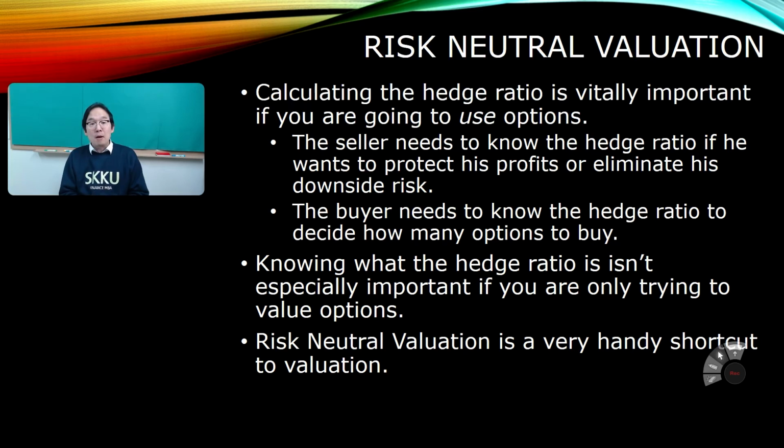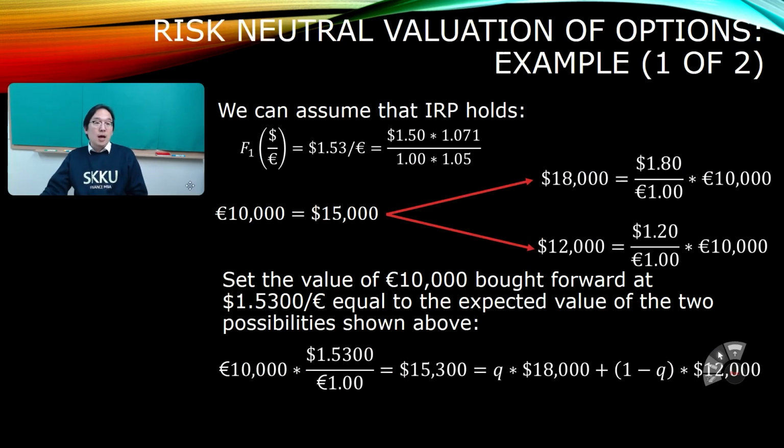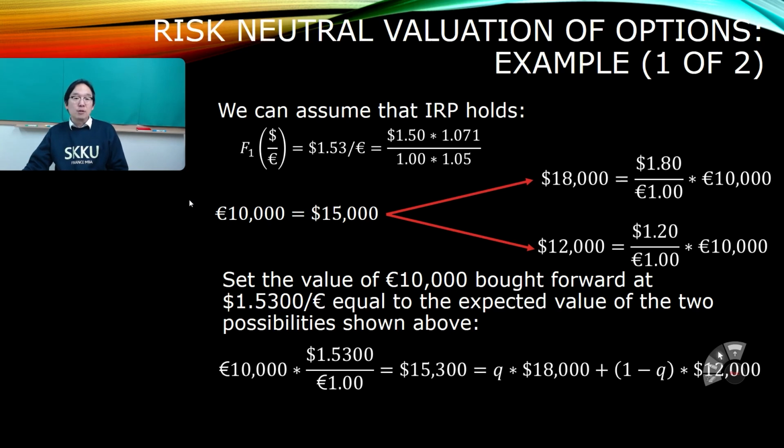Remember, the hedge ratio is what makes you risk-free in the upstate or downstate. The buyer needs to know the hedge ratio to decide how many options to buy. Knowing the hedge ratio isn't especially important if you are only trying to value options. If your purpose is only to value options, you can take another approach called risk neutral valuation. This is a very handy shortcut to valuation. Here, let's go through one example based on the previous numbers. We can assume that interest rate parity holds, with $1.53 per euro.